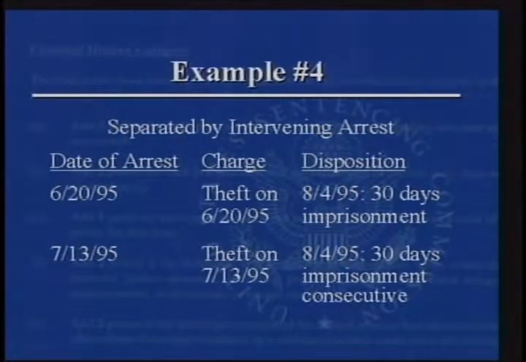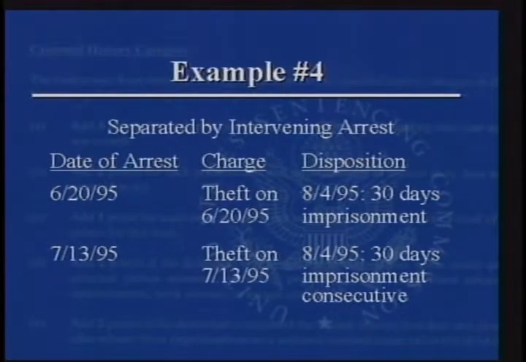However, if you take a look at the first column, you see that the first theft case, there was an arrest on June 20th, 1995, and the second arrest occurred on July 13th, 1995. So there were obviously two different arrest dates. So even though the court brought them together at sentencing and consolidated them, we would consider them unrelated because of the intervening arrest. So we'd count those separately and assign points to each one.